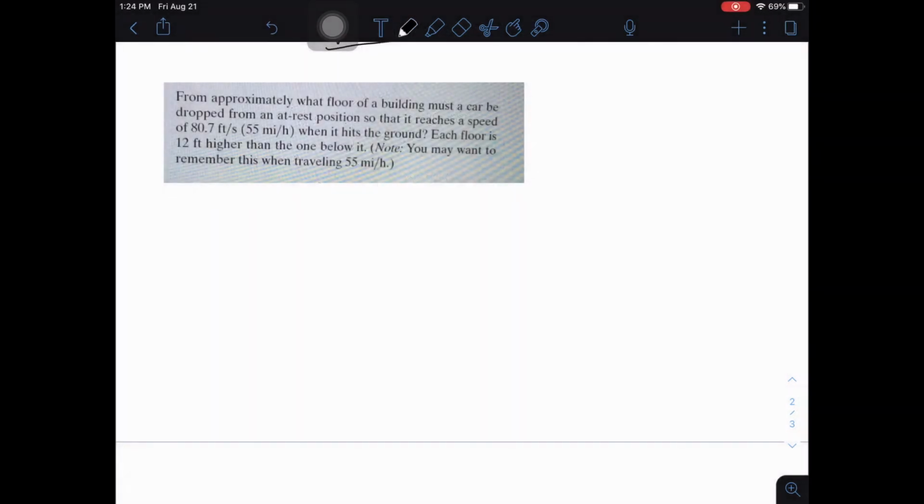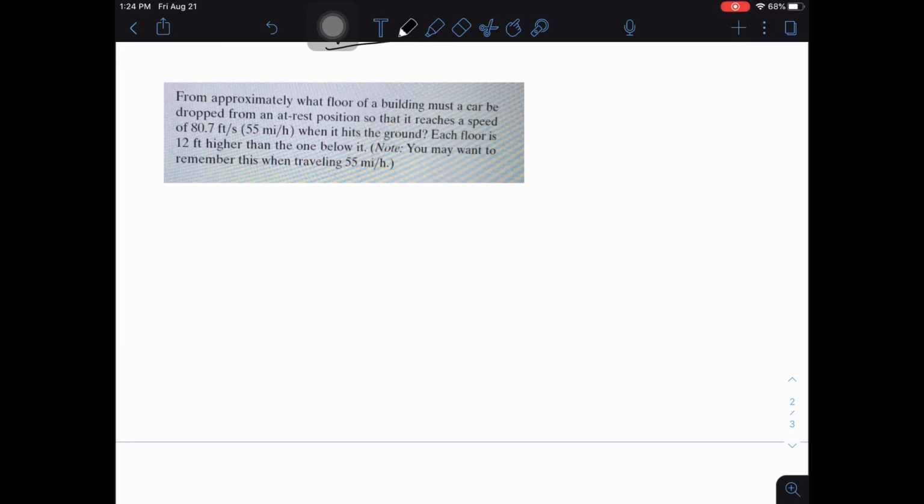Number 3. Okay, so from approximately what floor of a building must a car be dropped from an at rest position so that it reaches a final speed of 80.7 feet per second or 55 miles per hour when it hits the ground? Each floor is 12 feet higher than the one below it. You may want to remember this when traveling 55 miles per hour.